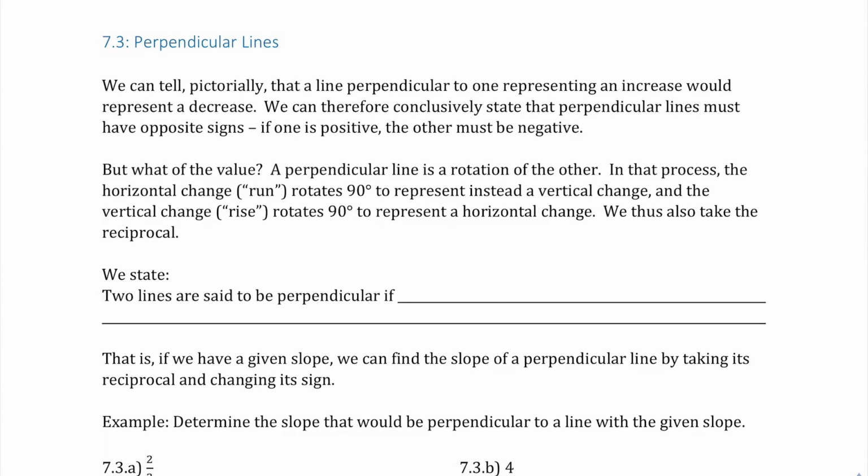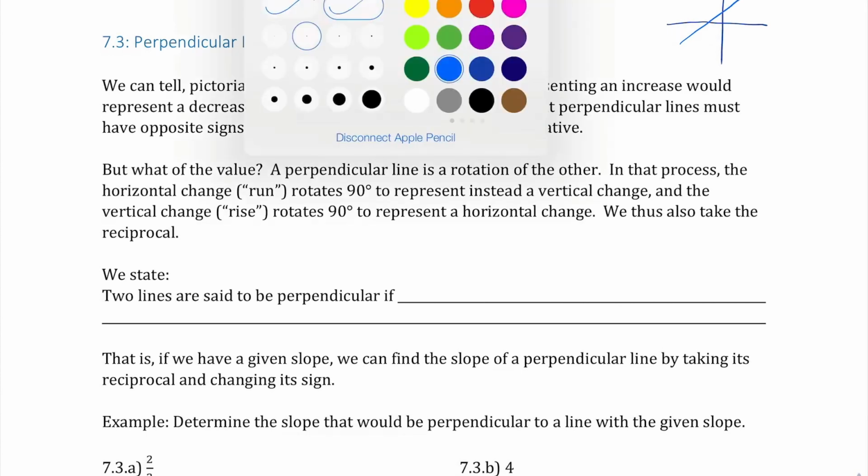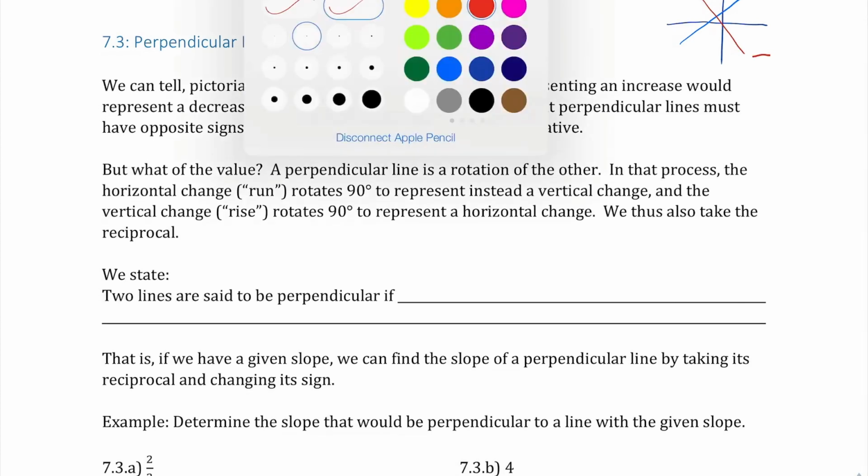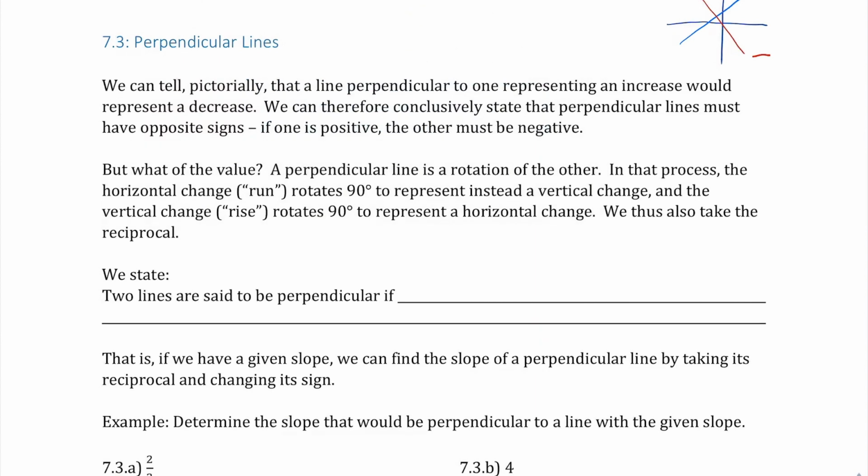All right, perpendicular lines. If we're looking at a graph, let's just draw a miscellaneous, non-precise graph over here. Then we had an increasing line. If another line was perpendicular to the first line, we can see that it would have to be decreasing. That means that one of them will have a negative sign and the other will have a positive sign on their slope values. So what about that value though? Are they related to each other? What do we know about those slopes? That's what we're going to learn today.